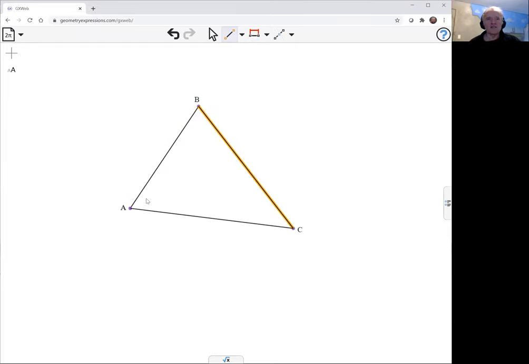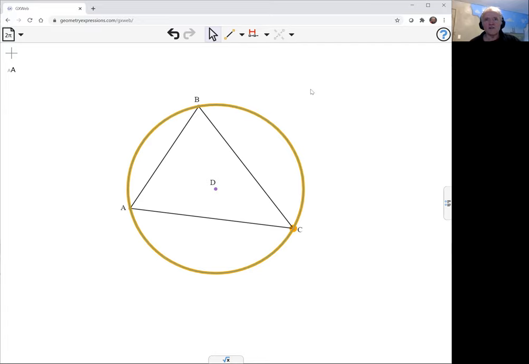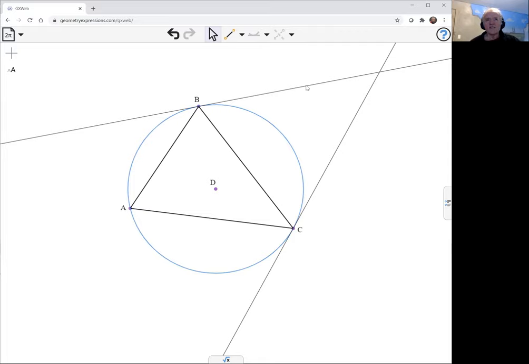There's my triangle. Create a circumcircle, selecting three points, and this tool. I'm going to create tangents: select the point, add the circle, tangent constraint, click the point, add the circle, and the tangent. Now I'd like to take the angle bisector between this and this.